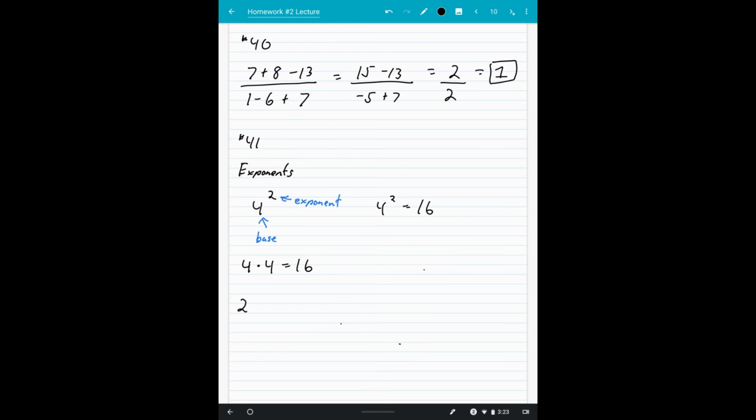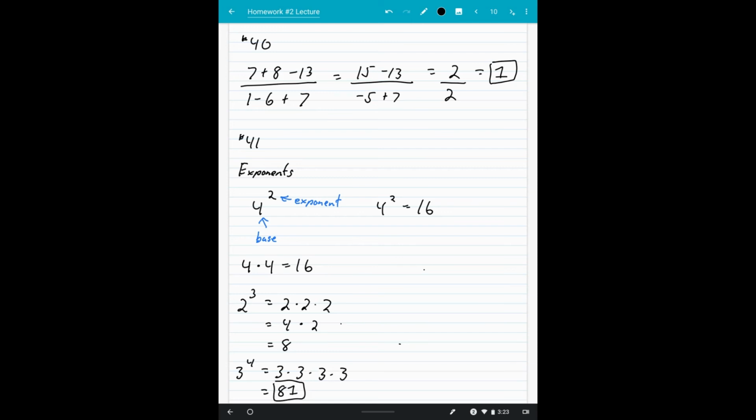If we had something like 2 to the third, that would mean 2 times itself 3 times. 2 times 2 times 2. 2 times 2 is 4 times 2. 4 times 2 is 8. If I had something like 3 to the fourth power, that means 3 times 3 times 3 times 3. You can multiply all of those out on your calculator, or you can do it one by one. Doesn't matter. It all comes out to 81.